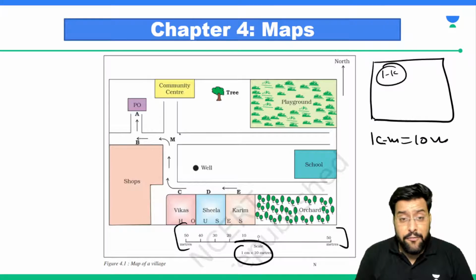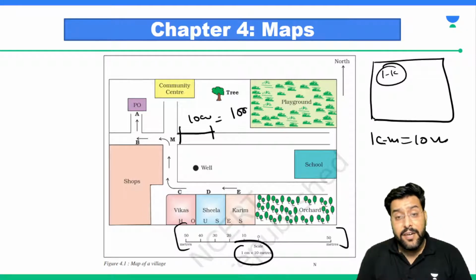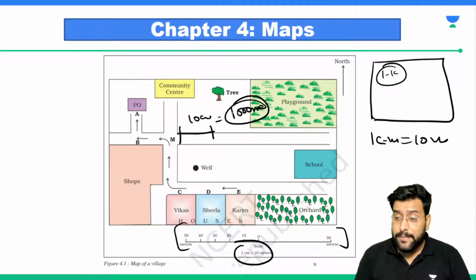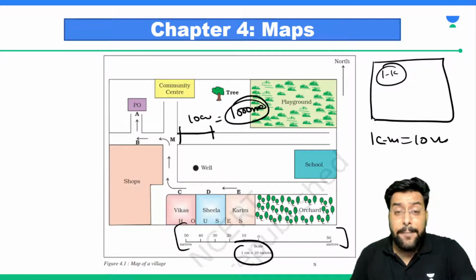So with the help of a scale, we can measure that if this distance is 10 centimeters, it is representing 100 meters. Are we following it? So scale can vary depending upon the location.